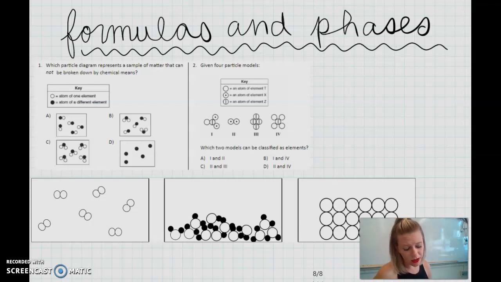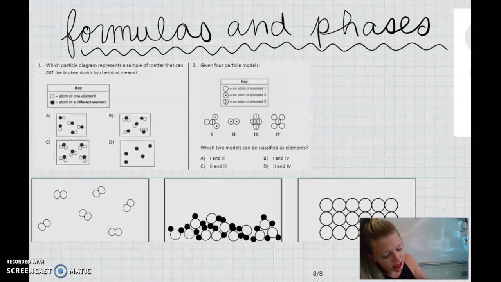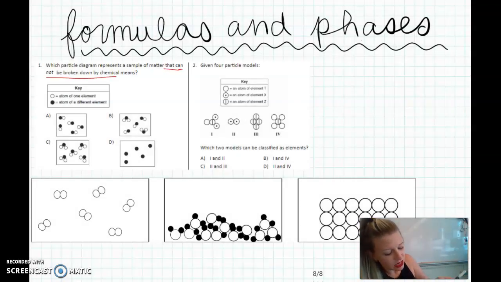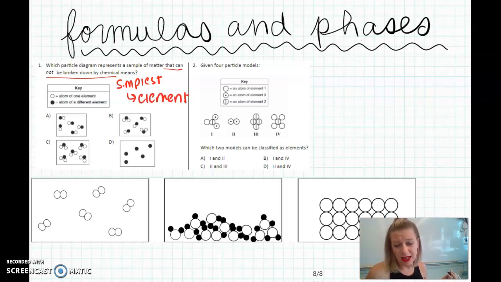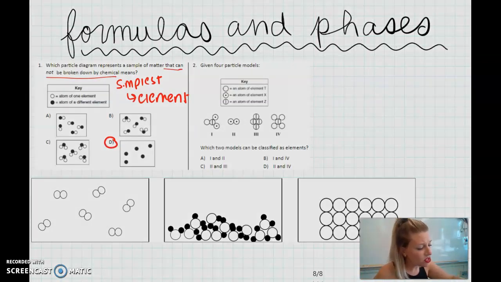First question says, which particle diagram represents a sample of matter that cannot be broken down by chemical means? So key words here, right, is that they cannot be broken down by chemical means. That means that even if we undergo a chemical reaction, it will not break that substance down, which must mean that it's already in the simplest form of matter, which therefore would make it an element, okay? And so which particle diagram represents an element? Letter D.